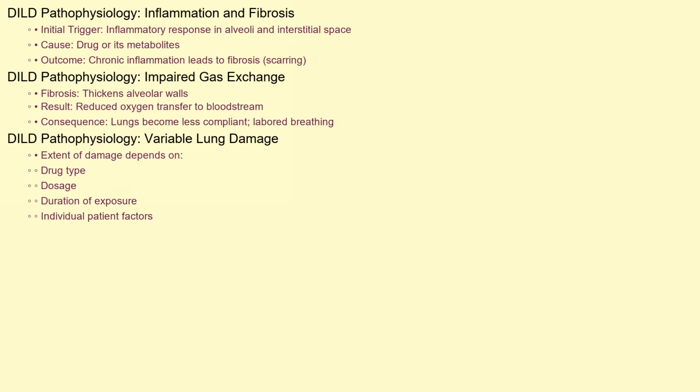A scene moves to a detailed animation of lung alveoli, showing inflammation and fibrosis. Let's dive deeper into the pathophysiology. DILD begins with an inflammatory response within the lung tissue, specifically the alveoli and the interstitial space, the area between the air sacs. This inflammation is often triggered by the drug itself or by its metabolites. Over time, this chronic inflammation leads to fibrosis, the formation of scar tissue.